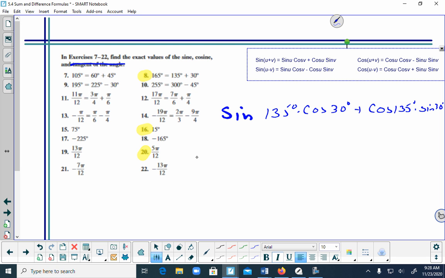So the sine of 135 degrees is a positive square root of 2 over 2. The cosine of 30 degrees is square root of 3 over 2. Plus the cosine of 135 degrees is going to be a negative square root of 2 over 2 because it's in the second quadrant. And the sine will be 1/2. So when I do this, the common denominator is going to be 4. So I'm going to end up with the square root of 6 minus the square root of 2 all over 4. That is number 8.